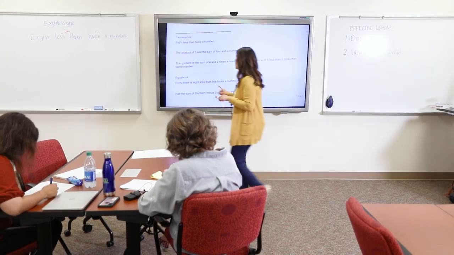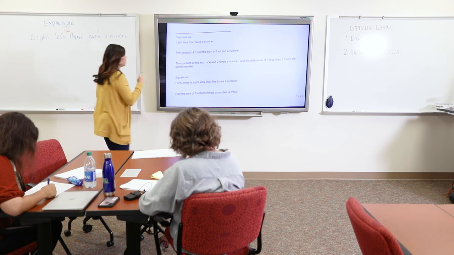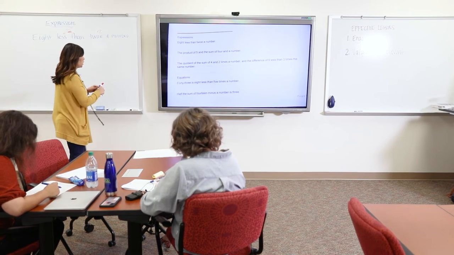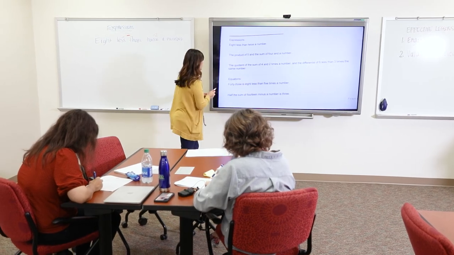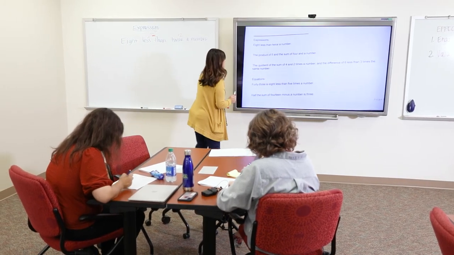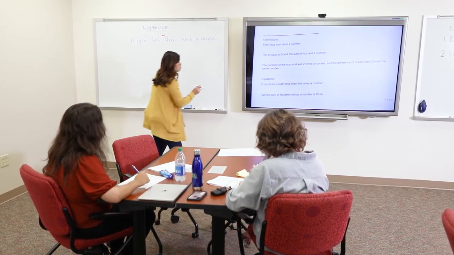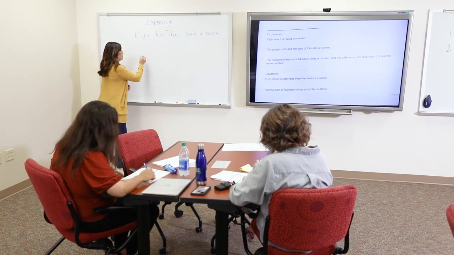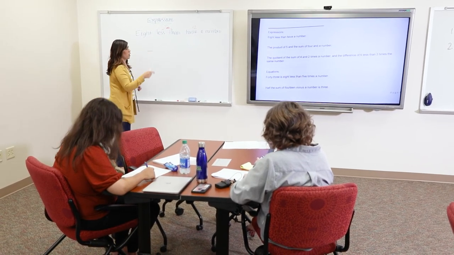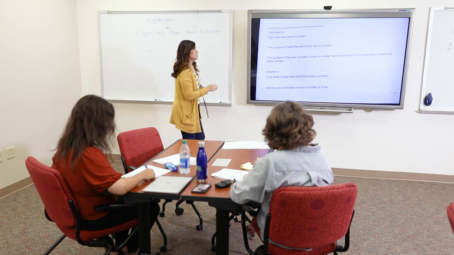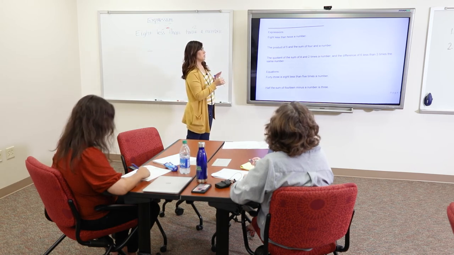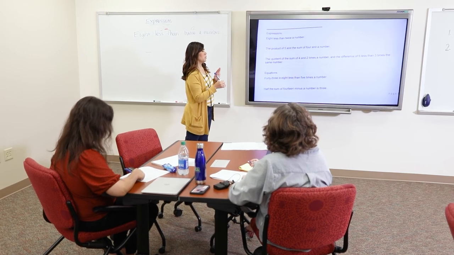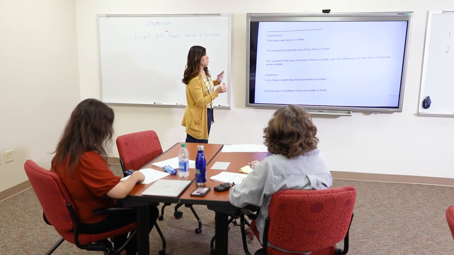The quotient of the sum. The quotient of, okay, let's start with the quotient of. What's quotient? Division. Okay. The quotient of what? The sum. Okay. The sum of what? 4 and 2 times. Okay. So the sum of 4 and 2 times a number.